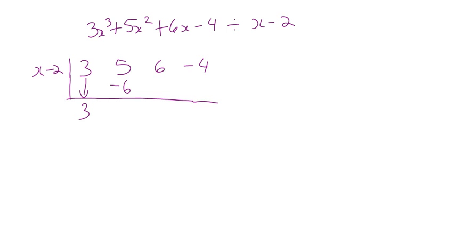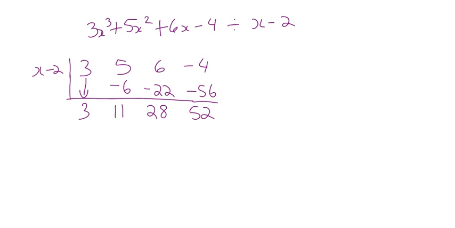Multiply. Negative 2 times 3 is negative 6. Okay, I'll go slow. 5 minus negative 6 is 11. Multiply by negative 2 gives me negative 22. Subtract. You get 28. Multiply by negative 2, you get negative 56. Subtract, you get positive 52. Okay? So we have a remainder of 52. We have a quotient of 3x squared plus 11x plus 28. The divisor of x minus 2 yielding the polynomial, blah, blah, blah, right?